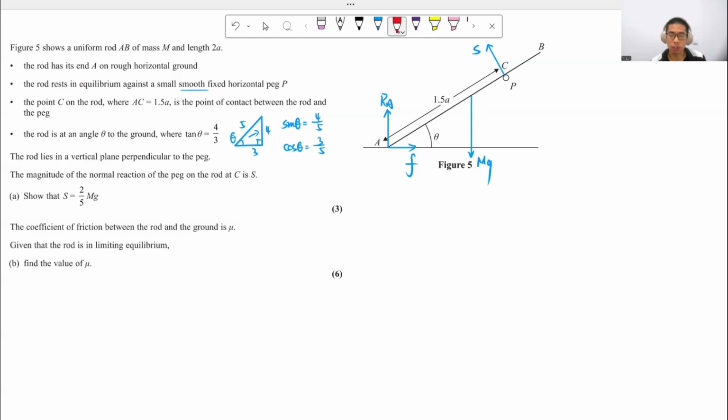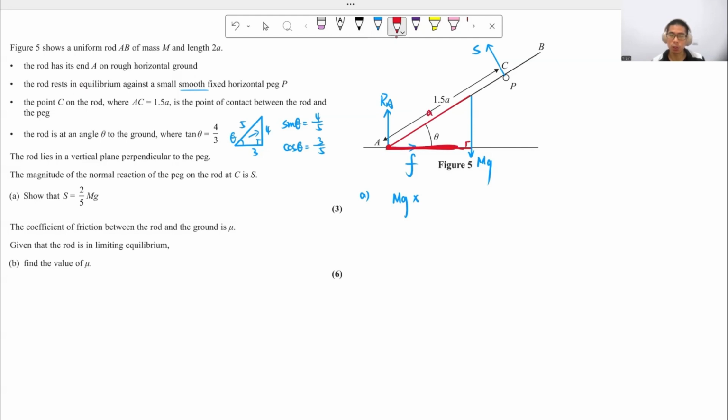So always do the same thing, just take moments about point A. Then we can ignore RA and friction because they are on the same line as point A. So the only two forces we need to consider are mg, the weight, and S, the normal reaction. Because it's in equilibrium, clockwise equals anti-clockwise. So to set up the equation, that would be mg times its shorter distance. Since we take moments from A, the shorter distance from point A to mg will be this length, because shorter distance is a perpendicular distance. And since this is a uniform rod of length 2A, this length will only be A.